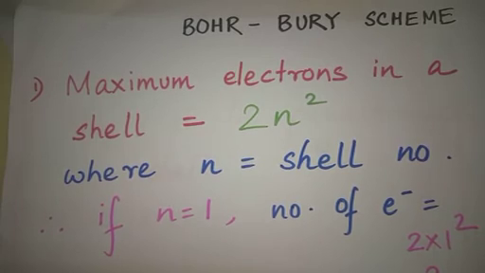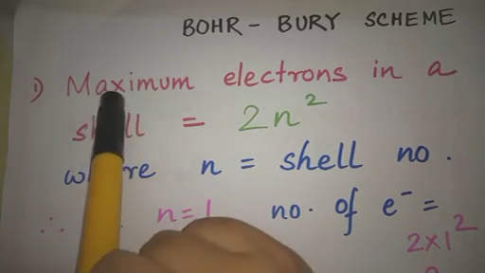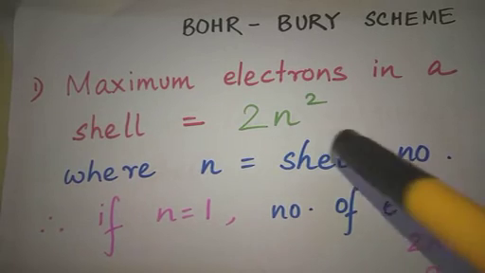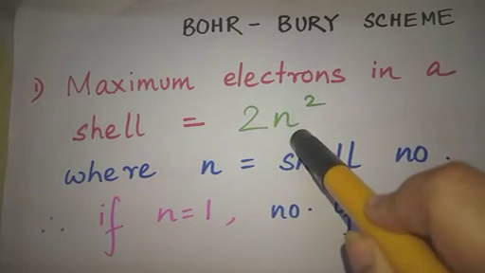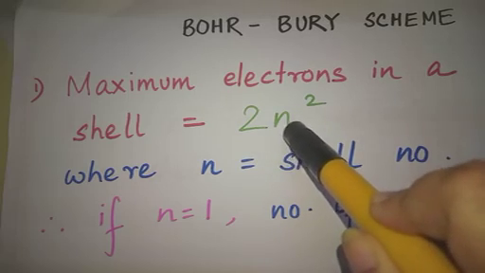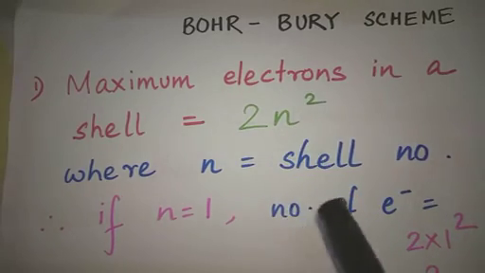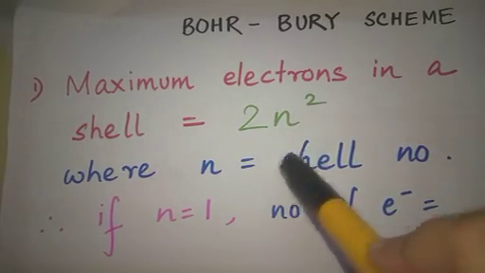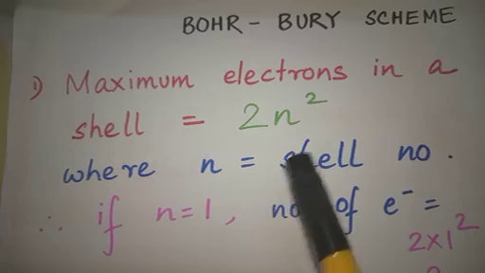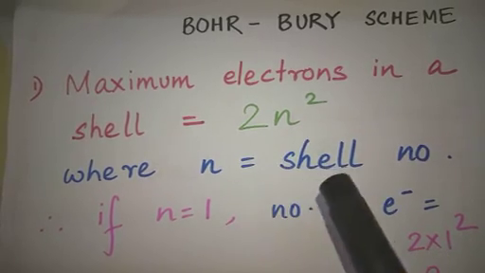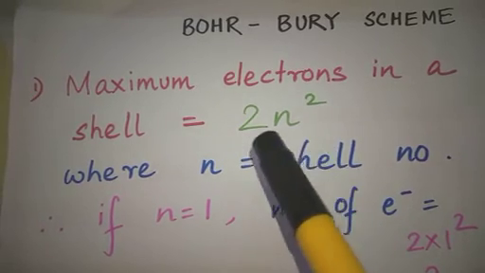Anyway, the first and most important rule is that the maximum number of electrons in a shell can be 2n square. Now when I use the word maximum, it means that the number of electrons can be less than this, but it can never be more than this. Be very sure of it. Just because I have said 2n square doesn't mean that exactly this many electrons have to be present all the time. No, it can be lesser than that, but the maximum number of electrons has to be this.